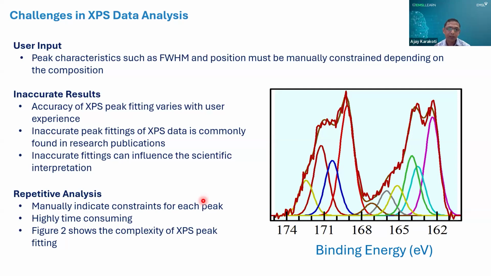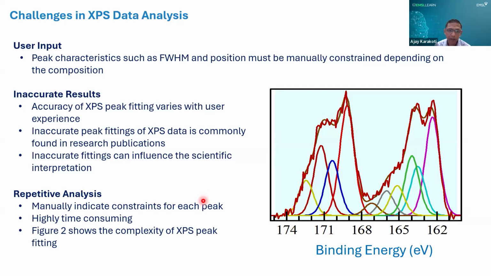In addition to just the component analysis, as in how much carbon, nitrogen, oxygen is there, we don't just want to do composition analysis. We also want to know the oxidation states of different materials and what the bonding states are, in which case it becomes very complicated very quickly. So XPS data analysis as of now is very heavily user-input driven.